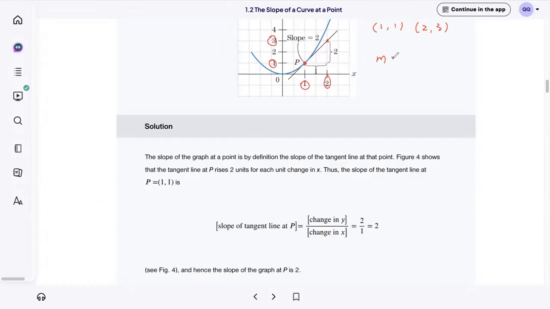So the slope equals, maybe we'll call this the first point and this the second point. So we have y2 minus y1, 3 minus 1, divided by 2 minus 1. 3 minus 1 is 2, 2 minus 1 is 1, 2 divided by 1 is 2. So the slope is 2.